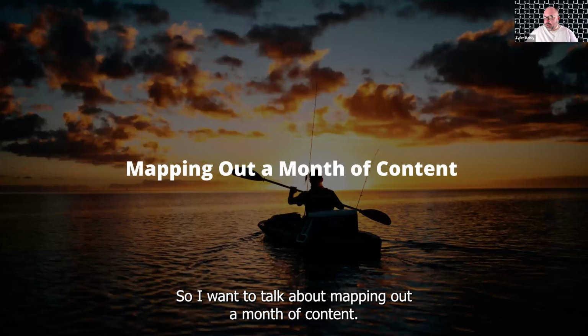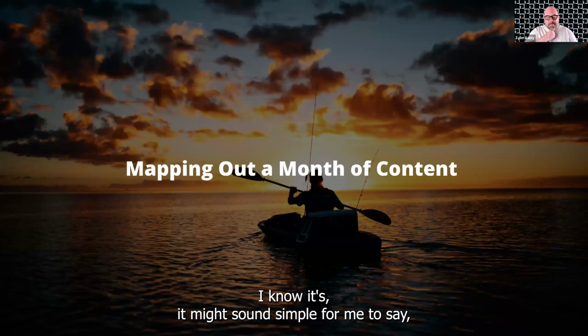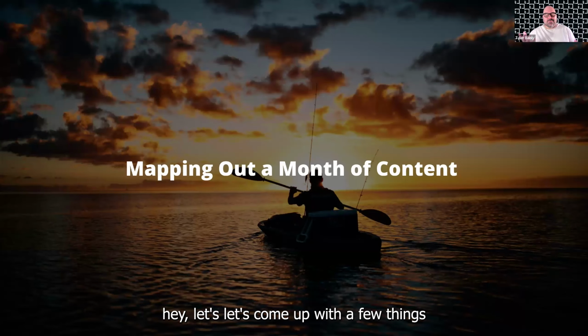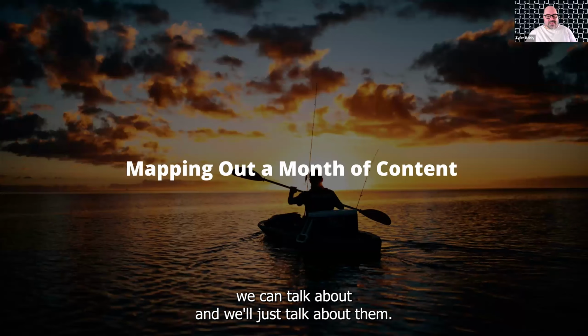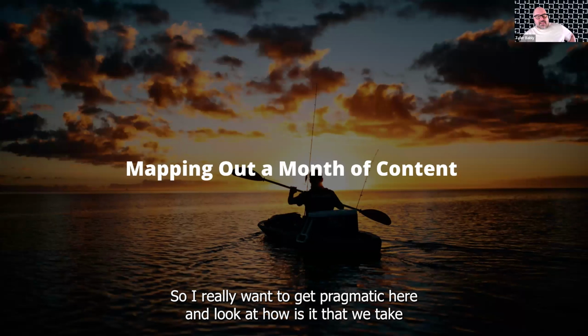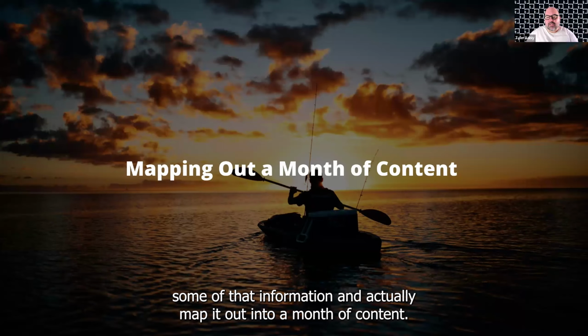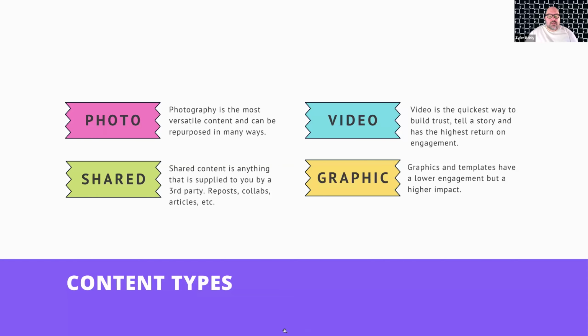So I want to talk about mapping out a month of content. I know it might sound simple for me to say, hey, let's come up with a few things we can talk about, and then we'll just talk about them. So I really want to get pragmatic here and look at how it is that we take some of that information and actually map it out into a month of content. So there's 4 different types of content on a very basic level that we can be working with.